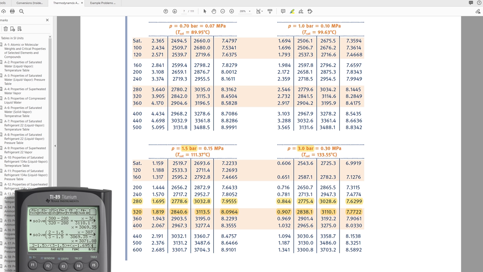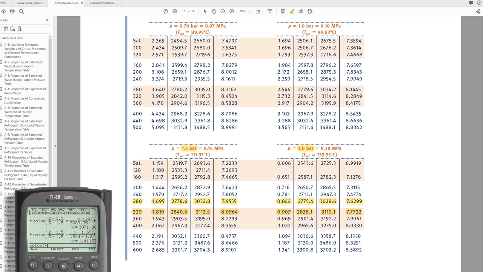And then we are dividing that by the specific volume at 280 degrees Celsius and 3 bar, which would be 0.844. Minus the same specific volume from earlier, 1.695. We're solving that for x, and our first value is 1.41133 cubic meters per kilogram. And then we will repeat that same process.